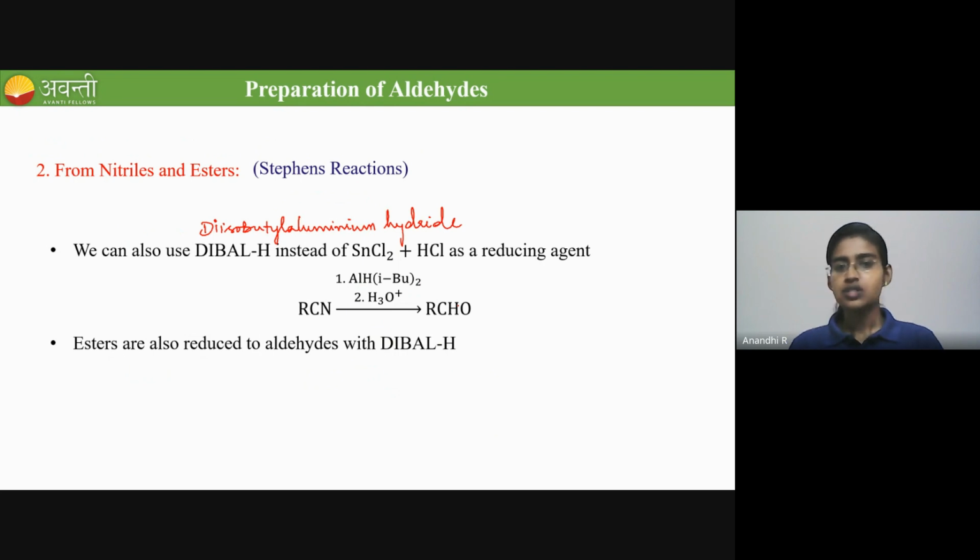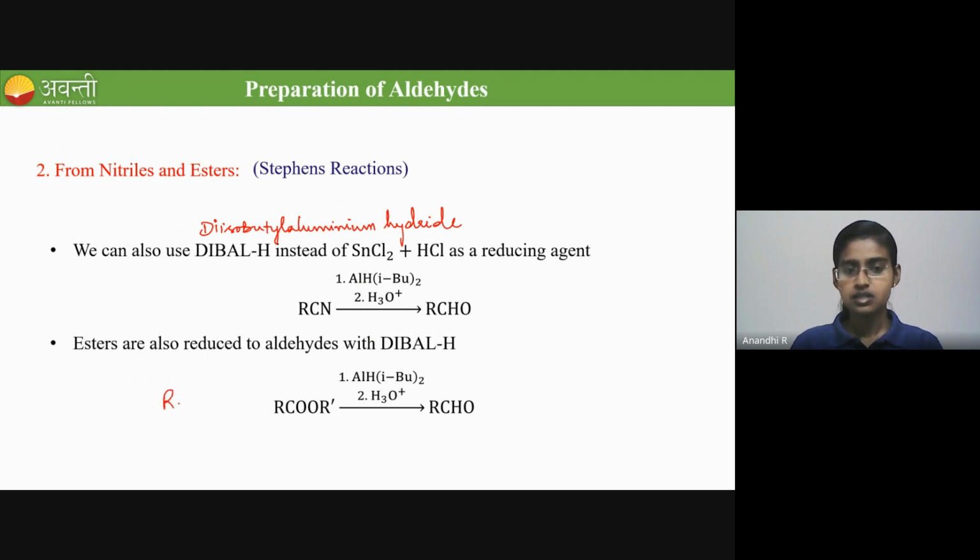Esters are also reduced to aldehydes with DIBAL-H. Okay, what is the formula for ester? It is R C double bond O O R. So this R C double bond O O R is also getting converted to RCHO on treatment with this DIBAL-H on acid hydrolysis. Okay, this OR part will be converted to H so that you will get the aldehyde.